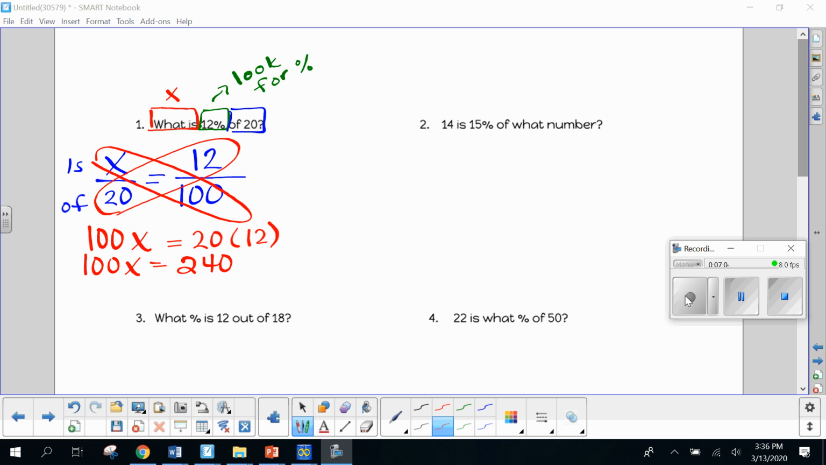I'm going to get rid of the 100 by dividing both sides by 100. And my answer then is going to be 2.4. So the "what" part of the proportion is going to be 2.4.